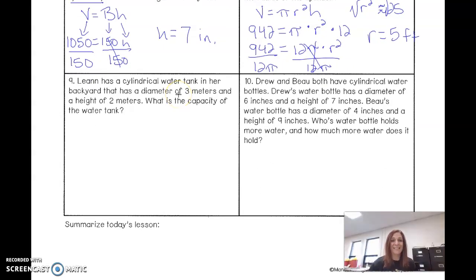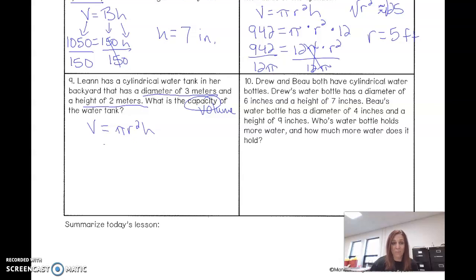Number 9 says Leanne has a cylindrical water tank in her backyard that has a diameter of 3 meters and a height of 2 meters. What is the capacity? So remember, on our first page of notes, we said volume is another word for capacity. So when it says what is the capacity, we want to know what is the volume. So cylindrical, use our formula. Volume equals pi times the radius squared times height. Plug in what you know.